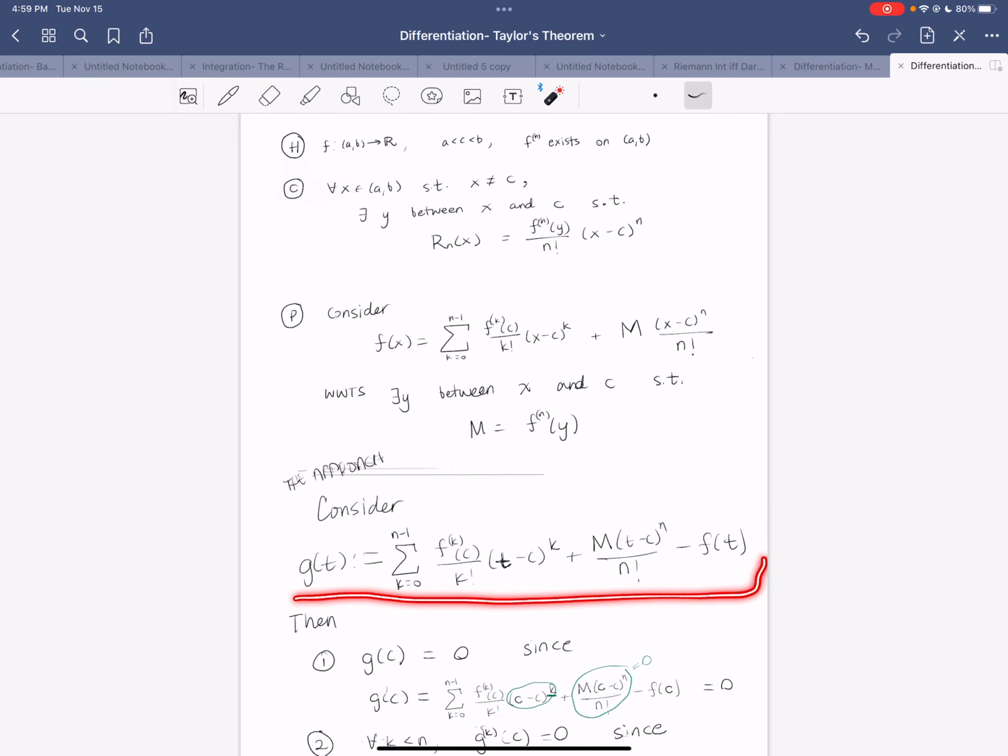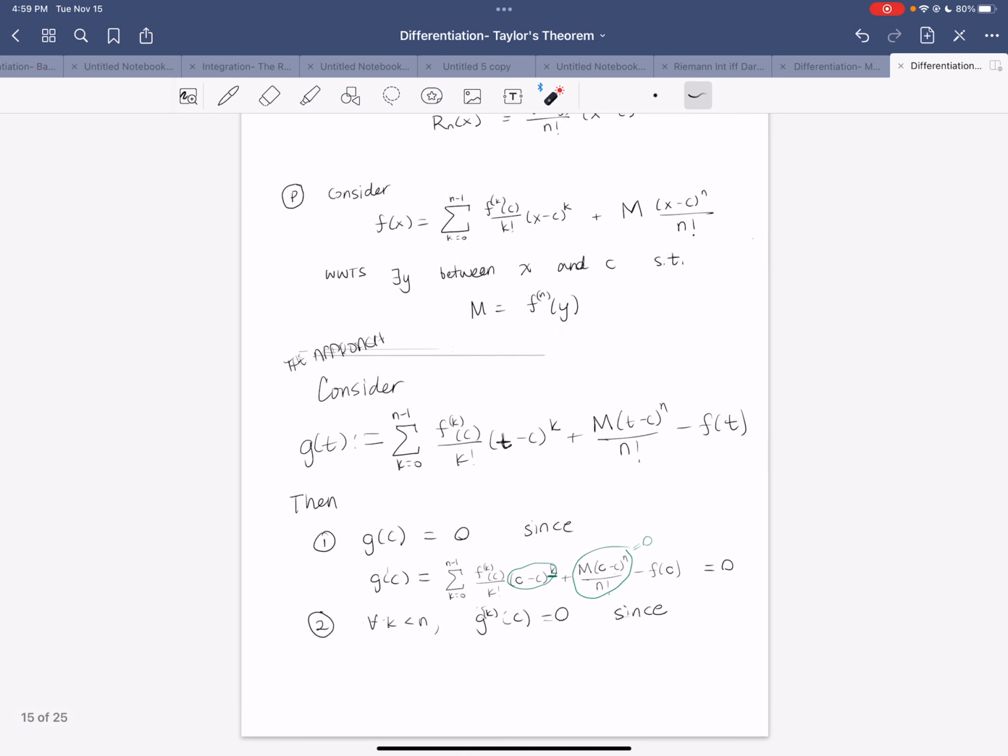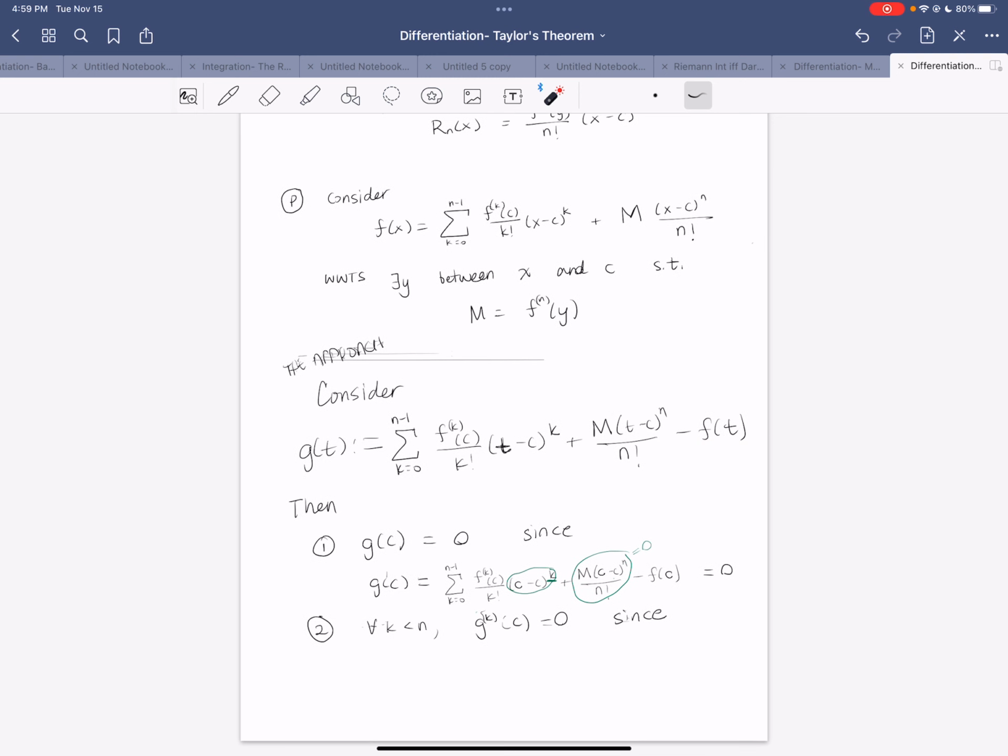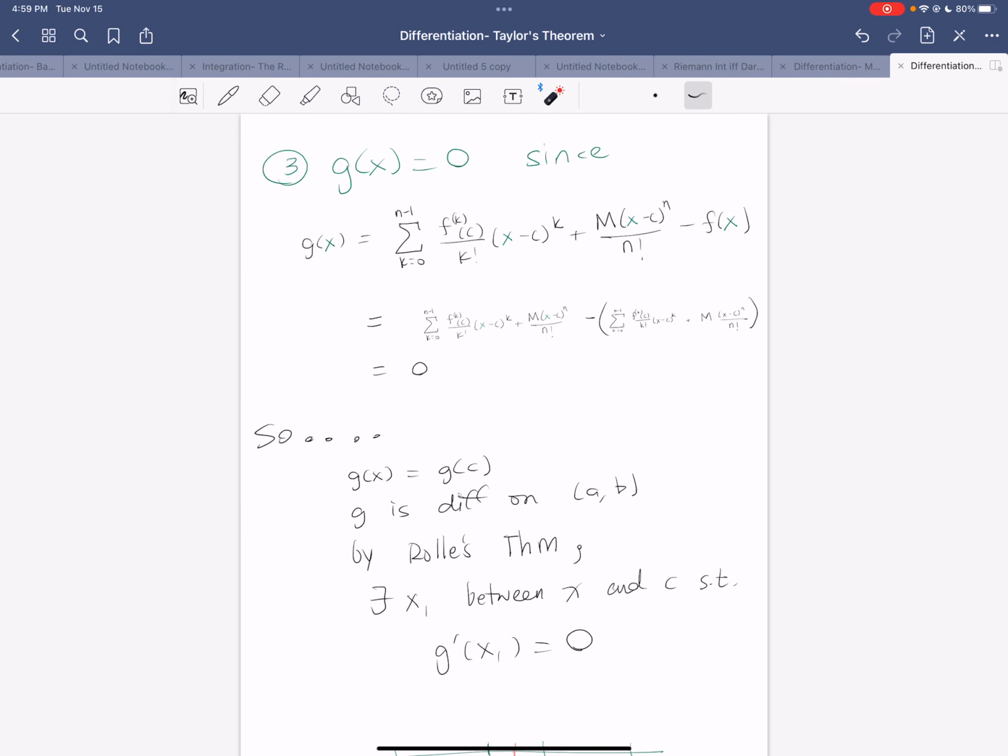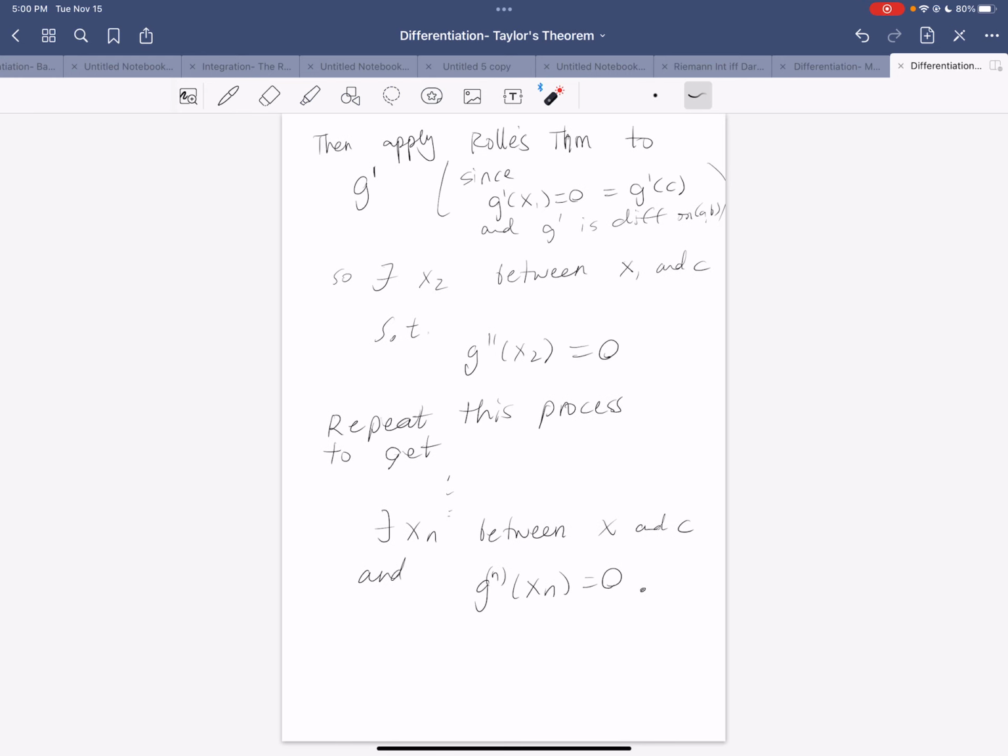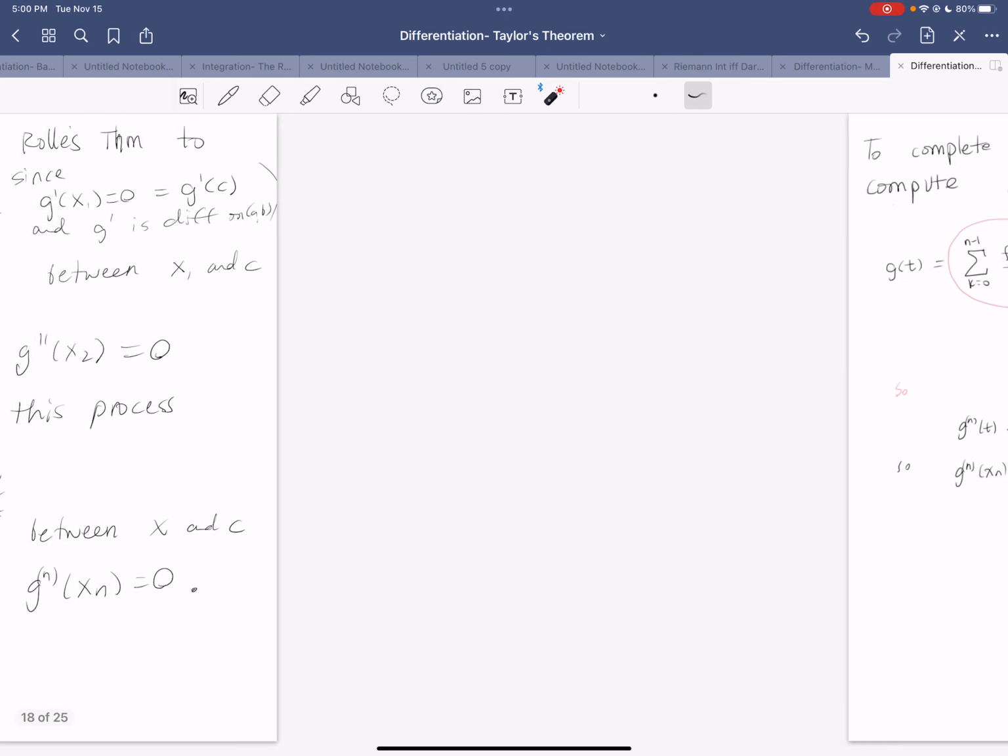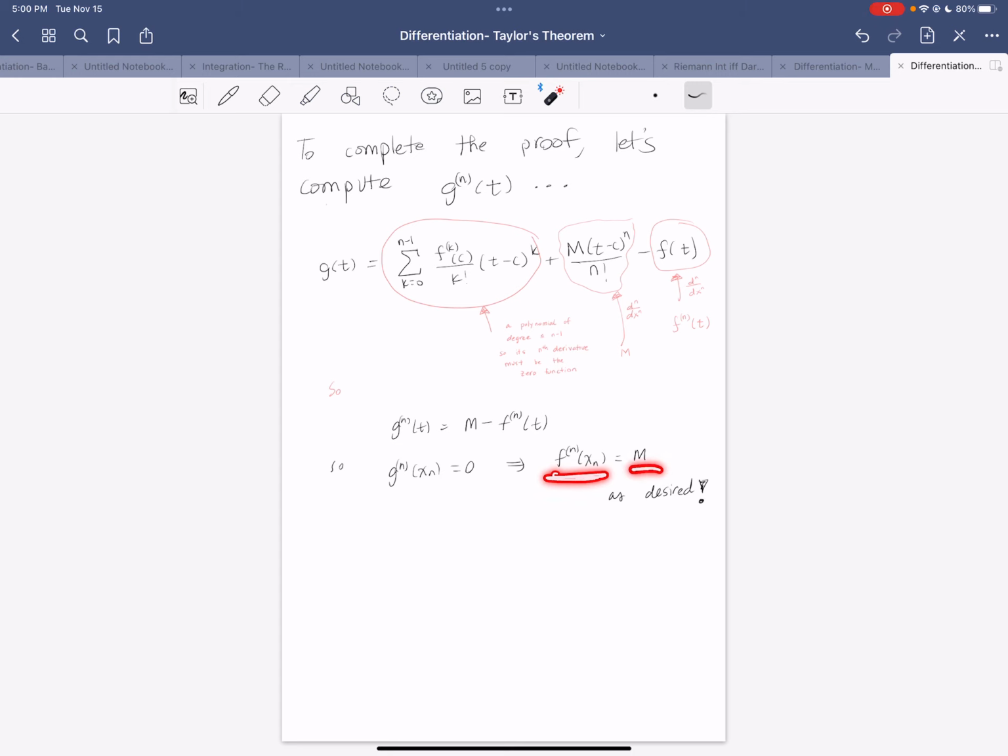In order to do that, we looked at this helper function, which was the difference between a degree n polynomial, right, and f of t. It was constructed specially so that the derivatives of the degree n polynomial match up with the derivatives of f at c. And then once we did that, we just repeatedly applied Rolle's theorem. We didn't need induction because we only did it finitely many times. We just did it n times. We used Rolle's theorem n times to show that there does exist that point in between x and c where the nth derivative of g at that point is equal to 0, but that implied that the nth derivative of f at that point was equal to m, okay?